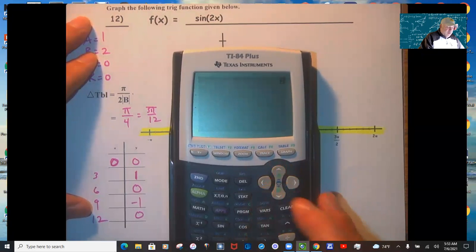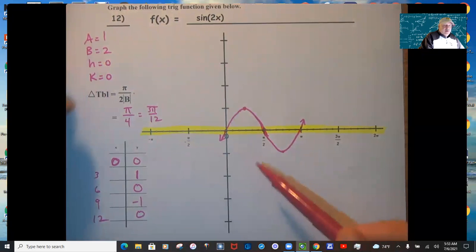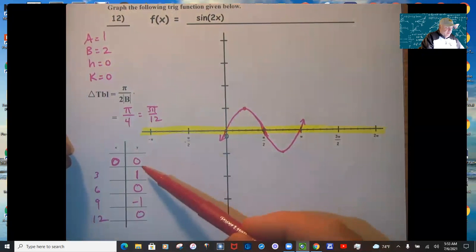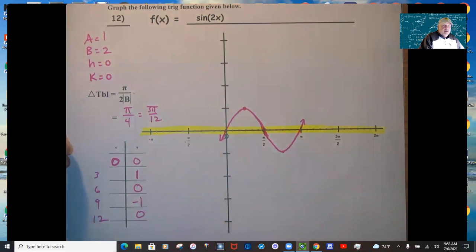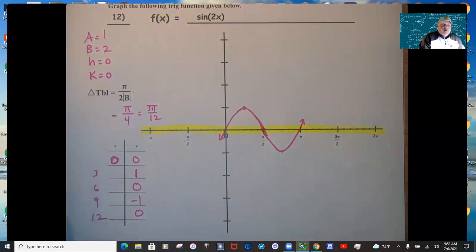Make sure you're in radians mode as you do it. And then you can get it started to see how these behave from the midline value. And those are the solutions for the first practice quiz and on quiz 6 in the 3rd trimester.